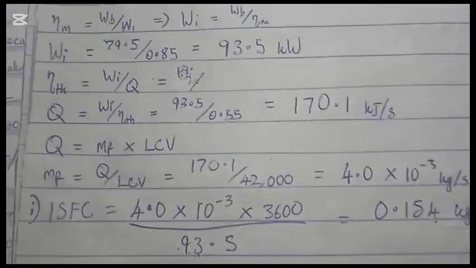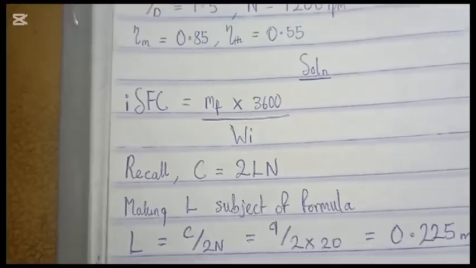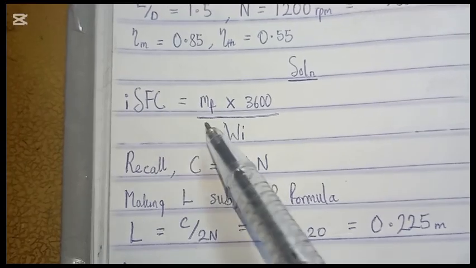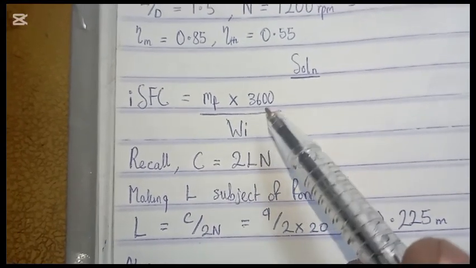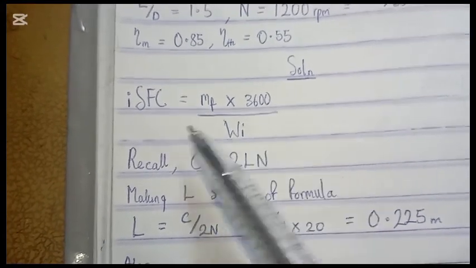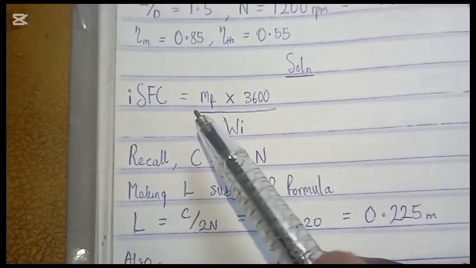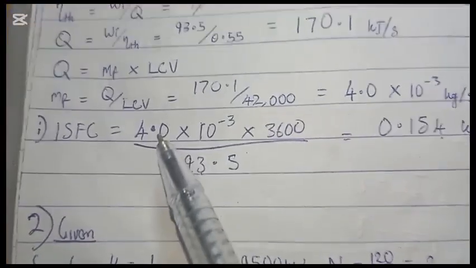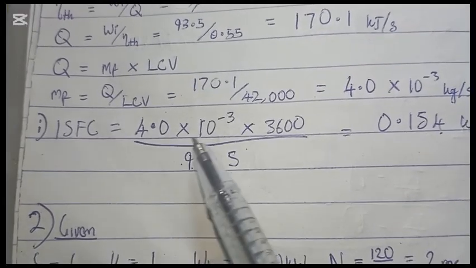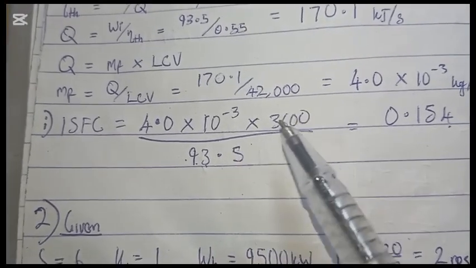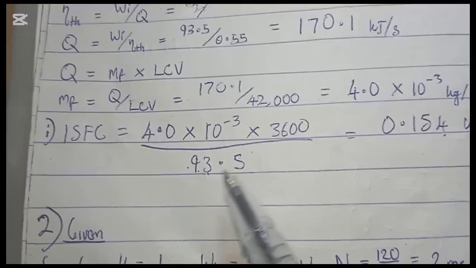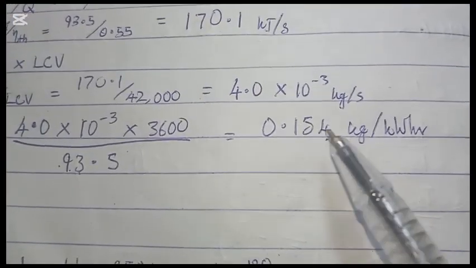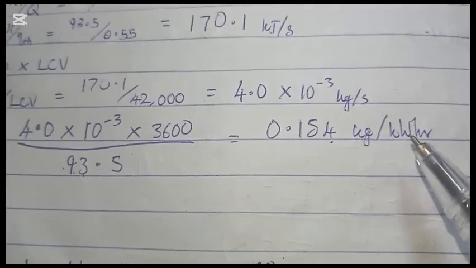We can now put that into our formula for indicated specific fuel consumption, which is MF times 3,600 all over the indicated power. We have our MF, we have our indicated power. So that is 4 times 10 raised to the power minus 3 times 3,600 all over your indicated power, 93.5, to give you 0.154 kilograms per kilowatt hour. That is your final answer.